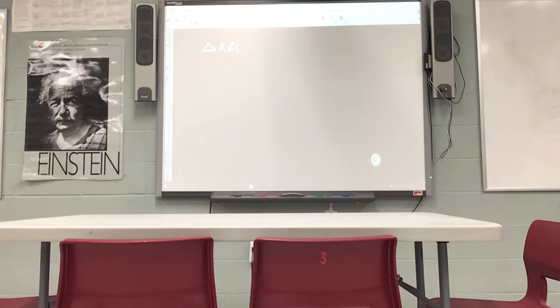When you're told to solve a triangle, that means you have to find everything that's not given. So you have to find all the side lengths that aren't given, and all the angles that aren't given. I'm going to give us some stuff to start, and then we're going to solve the rest of the triangle.